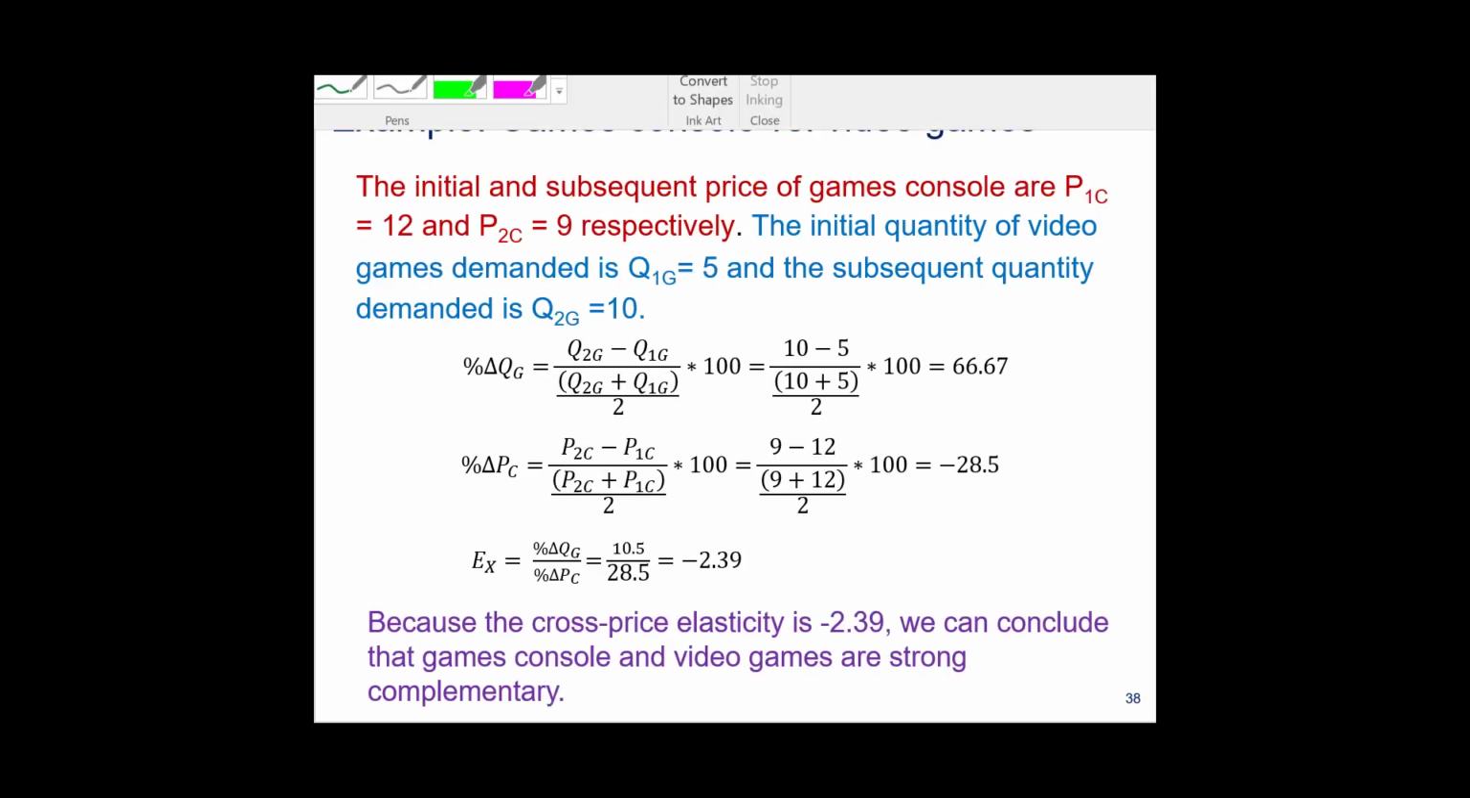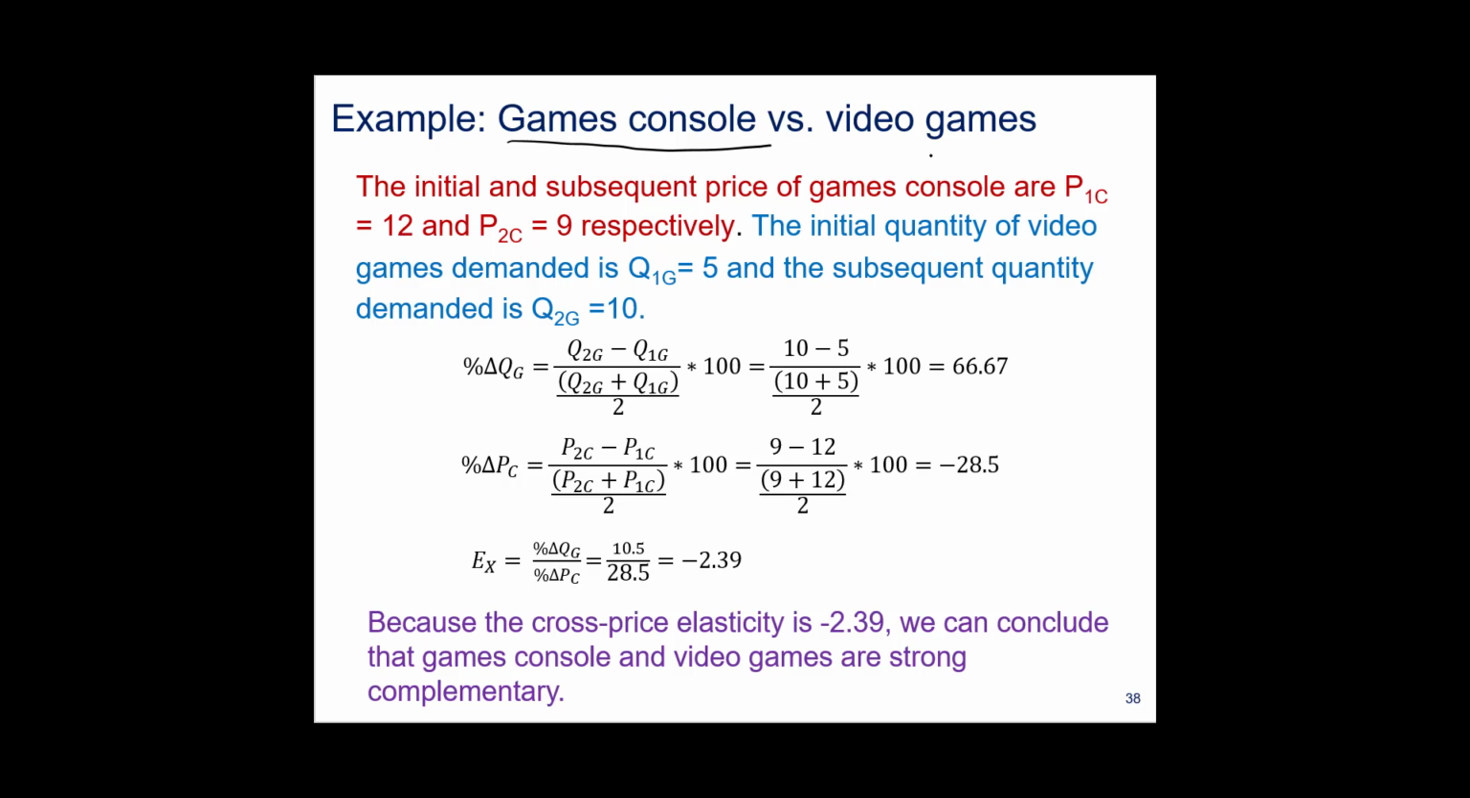Now let's look at two products. These are game console and video games. Assume that the initial and subsequent price of games console are P1C equal to 12 and P2C equal to 9 respectively. So the price has decreased, and the initial quantity of video games was 5 units, but later it's now 10 units, after the price of video game consoles decreased. Now we need to calculate the cross price elasticity between these two goods.